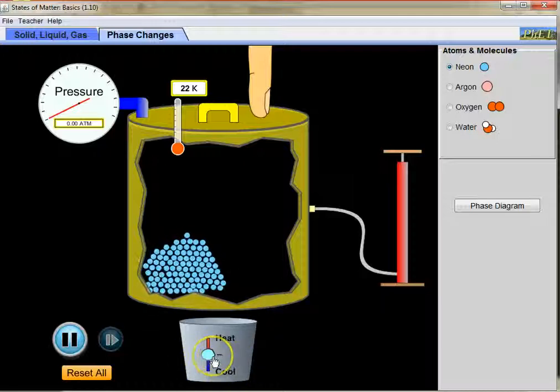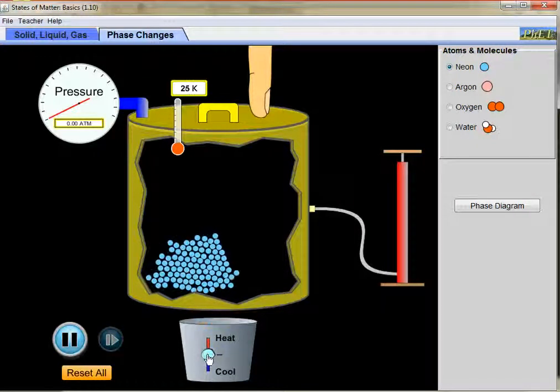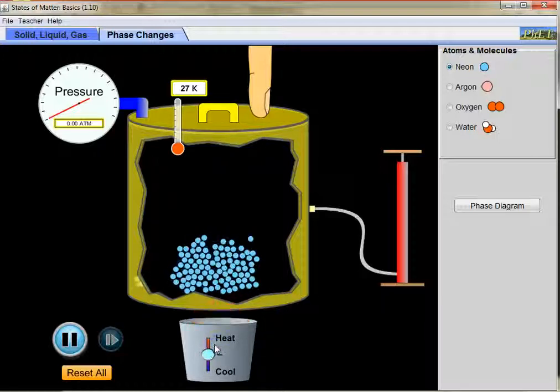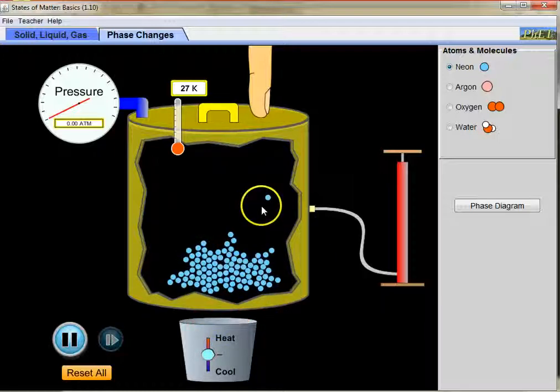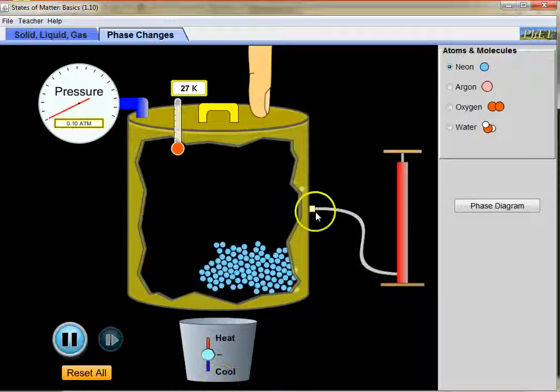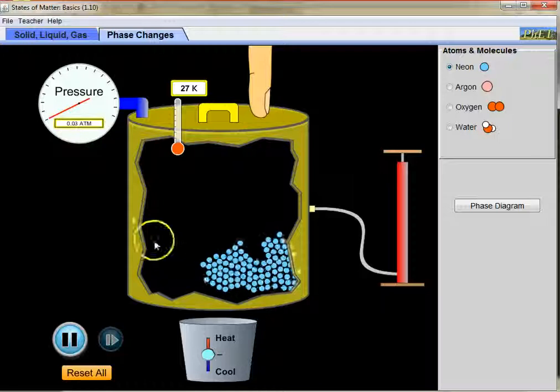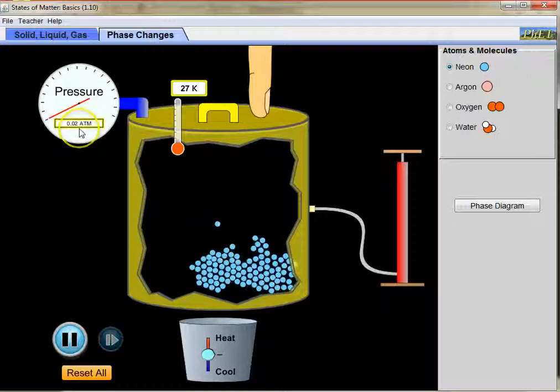So we'll increase the temperature a little bit more, and again you can see that now it has started to change phase. It's not solid anymore, it's kind of getting liquidy. You can see some of the particles are even escaping, and when some of these particles go and hit the wall of the container, you can see that there is a change in the pressure. You can see this particle hits and there should be a change in the pressure.